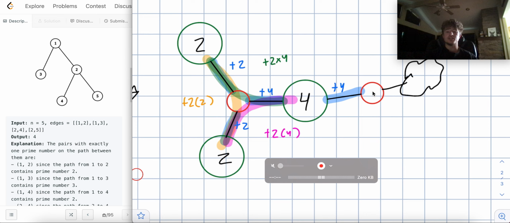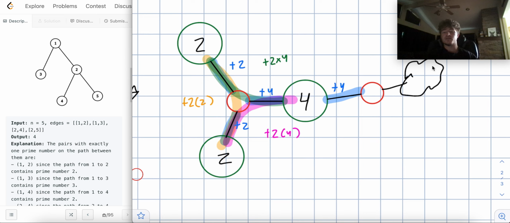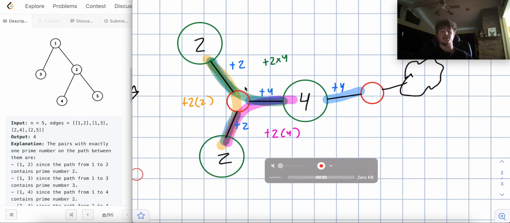Once we have this, we look at this red node and we say, okay, I get +4 here, so I add 4 to my solution. I get plus whatever here, I add that to my solution. I look at the next prime. I add 2 for this solution, I add 4 for this solution, I add 2 for this solution. And then I have to add some combination.